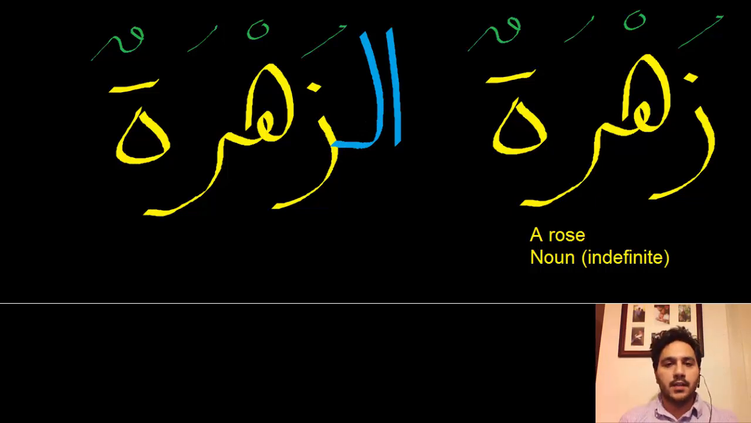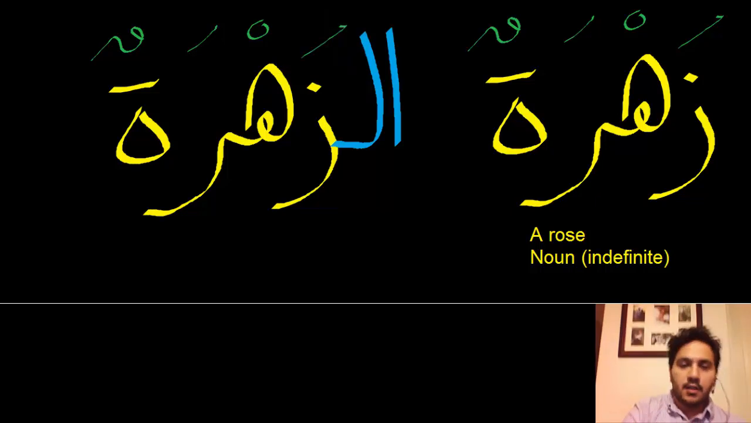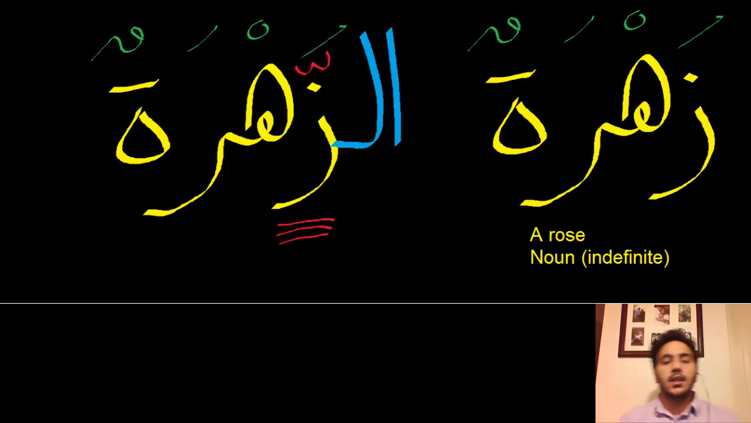Now, we added the al-ta'rif. We need to know whether or not we're going to add a sukoon or we're going to do something else. So the first question we ask ourselves is, is the first letter of the word a sun or a moon letter? In this case, it's a sun letter. And so I don't put a sukoon on the lam, but instead I put a shadda with the haraka on the first letter of the word.